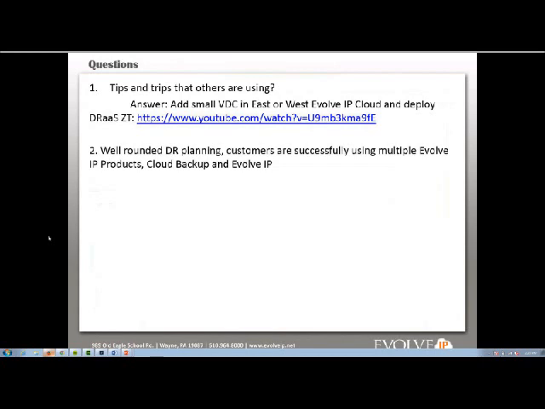We also have a YouTube link here, which we'll send out after the presentation, or I'll just copy it right into the chat here. This is something that we recently built, which shows a premise-based VMware location doing a full server failover to an Evolve IP virtual data center in 7 minutes using our DRaaS product.